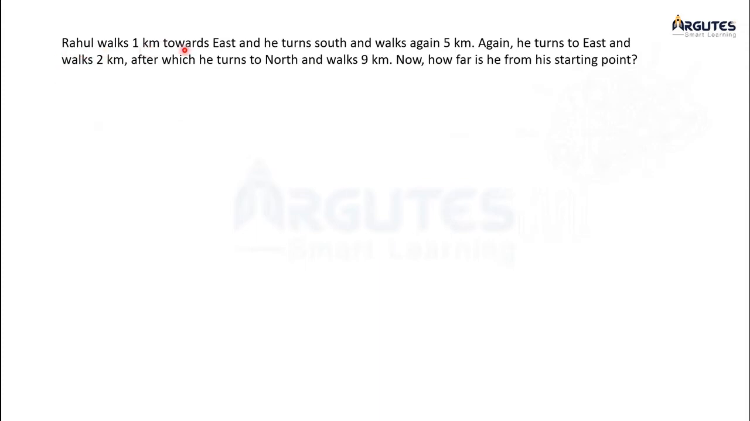Rahul walks 1 kilometer towards east and he turns south and walks again 5 kilometer. Again he turns east and walks 2 kilometer. After which he turns to the north and walks 9 kilometer. How far is he from a starting point? Here the question is how far, which means I need to find the distance. Now we'll trace the path.